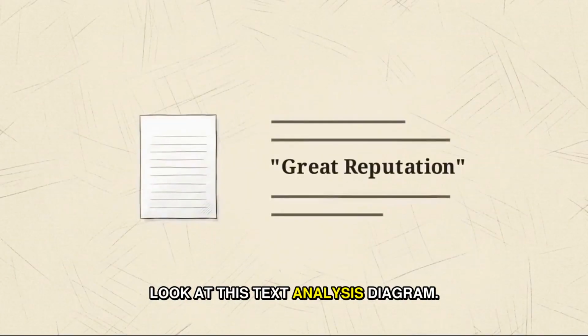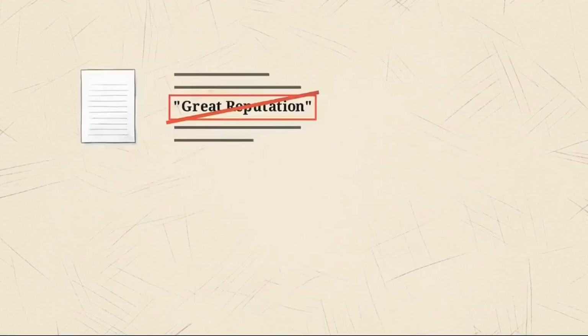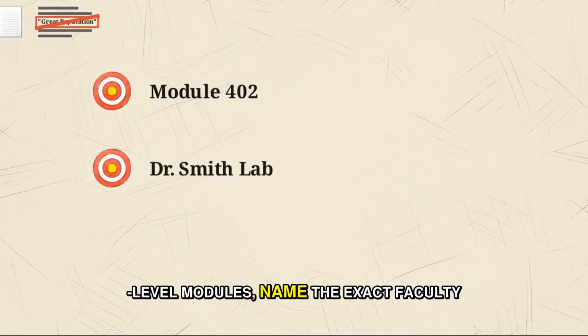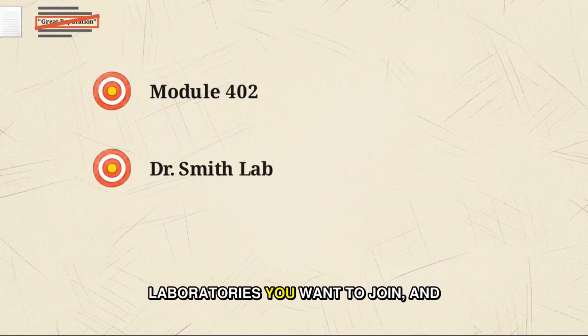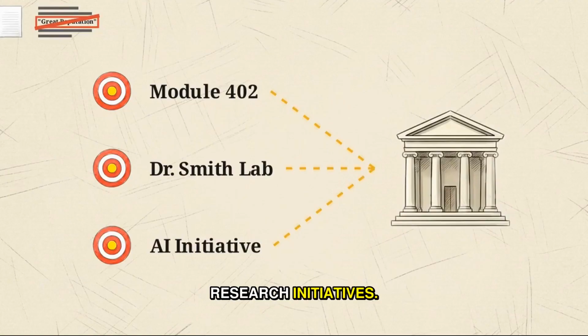Look at this text analysis diagram. You cannot say the school has a great reputation. You must point to specific upper-level modules, name the exact faculty laboratories you want to join, and align your goals with active campus research initiatives.